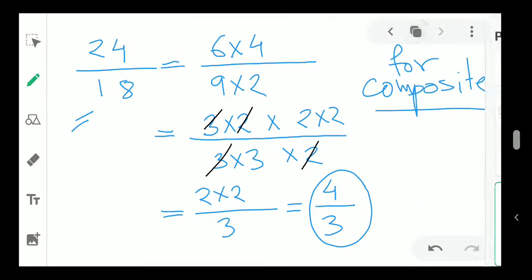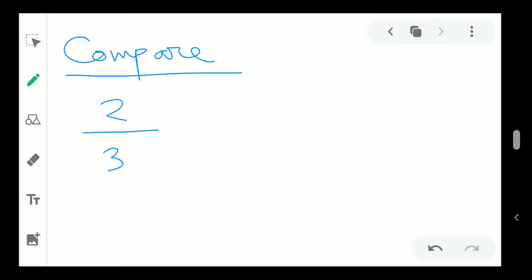Now once we know these things, we can go to the comparison. Before comparing, you must understand that the total, that means the denominator, plays an important role here. Let's say I want to compare 2 by 3 and 4 by 5. These two are different fractions and you cannot compare like that because the total is different here. So the situation is different.